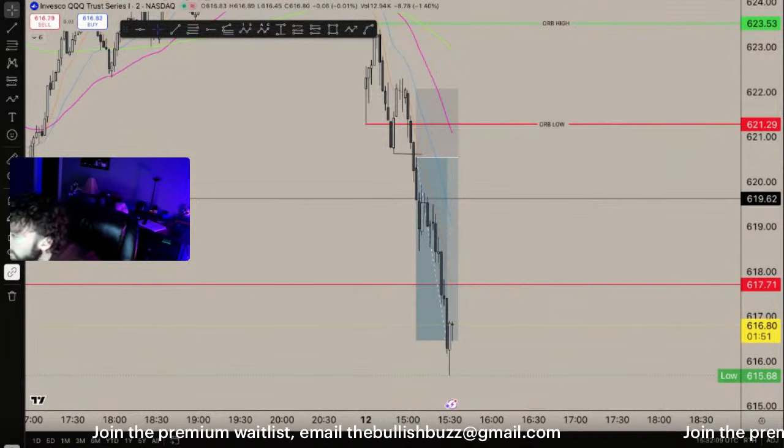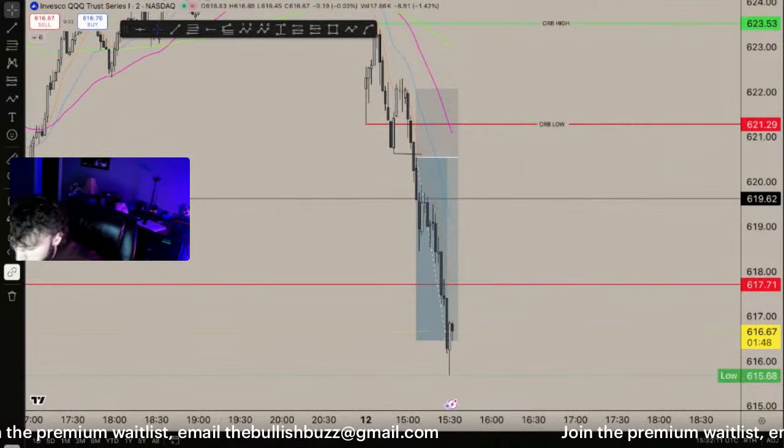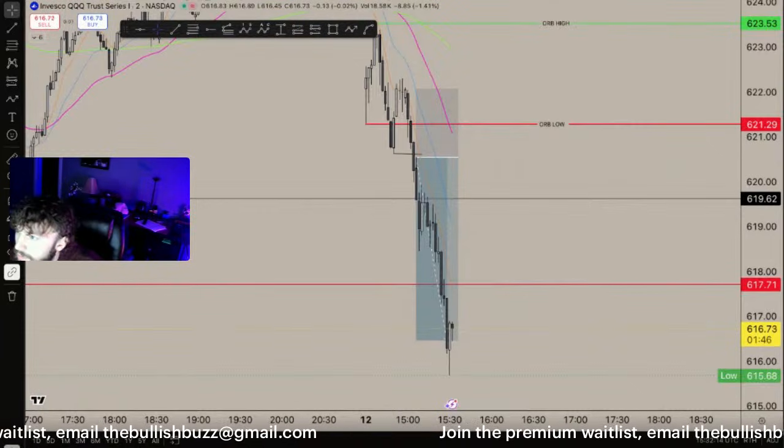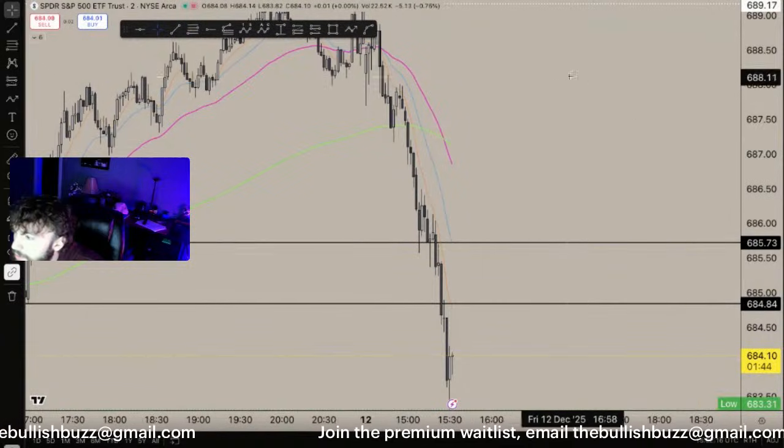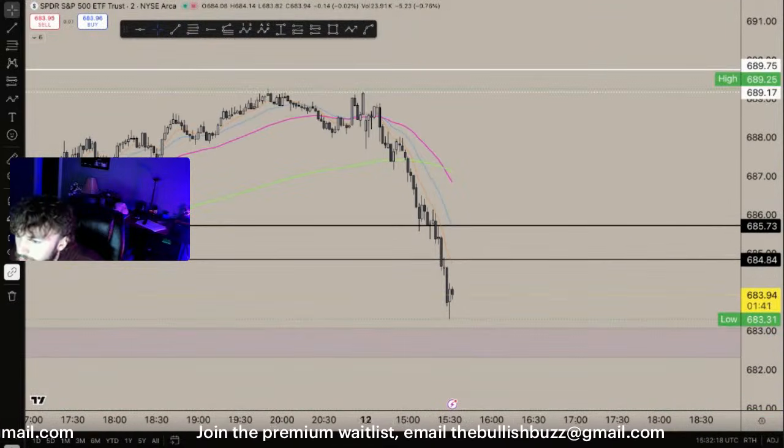Did SPY still not break its ORB low? Why did SPY not alert to the Discord?